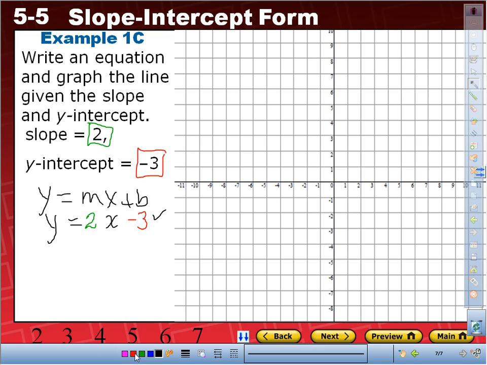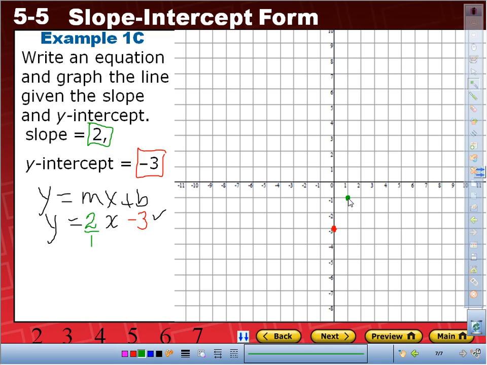Yes. Step 2, identify your y-intercept and plot your point. -3 is right here on the y-axis. Step 3, identify your slope and use the slope to plot your point. What is my slope? 2/1. Remember, it needs to be in fraction form. So therefore, I go 2 up and 1 to the right. So I go from here 1, 2, and 1 to the right, and I plot my point.